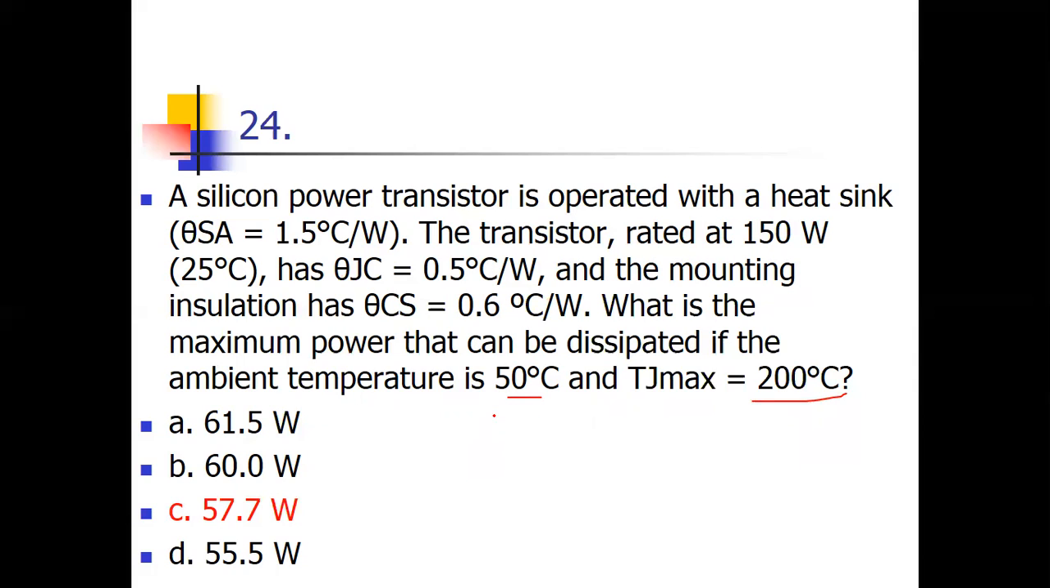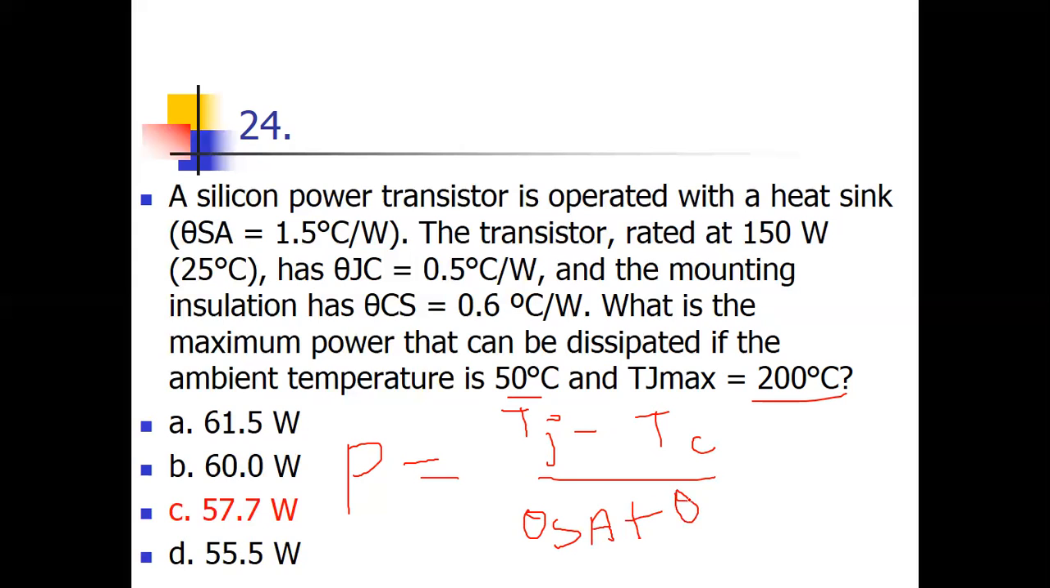So for this type of numerical, we have used the heat sink in the power transistor. When we attach the heat sink, the formula for the power dissipation is the difference of temperature, meaning junction temperature minus case temperature, divided by all the thermal resistance coefficients, that is theta SA plus theta JC plus theta CS. Okay, so now solve it.